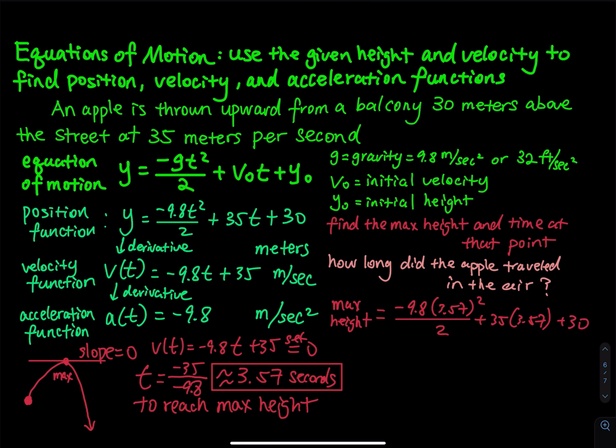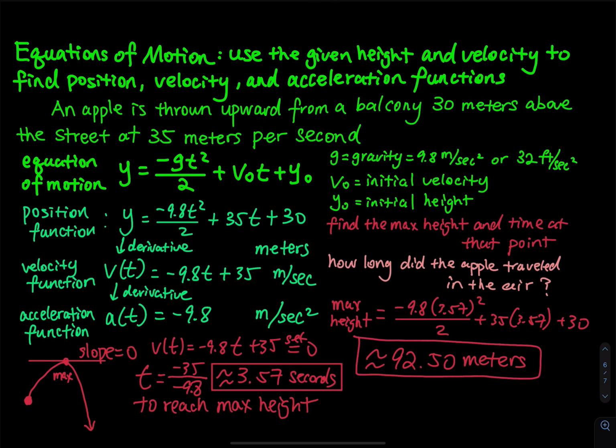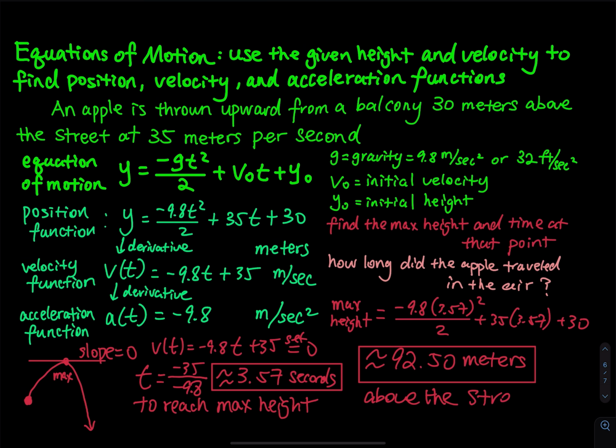You clean up this math. So the maximum height is 92.50 meters above the ground. They use street, right? Okay, above the street. All right, I just answered the red questions. How about the next one?